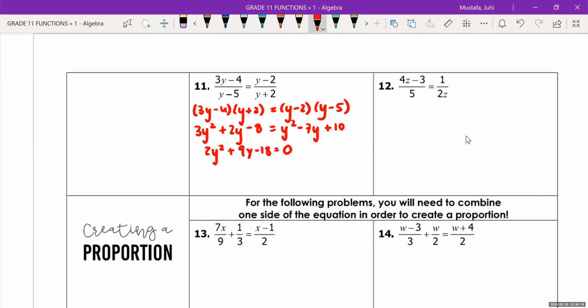And then we have a complex trinomial, so we're going to factor it. So you'll get 2y and y. How about 6 and 3? Does that work? +12 minus 3. That should work. And our answer is going to be y is equal to 3 over 2, and y is equal to -6.